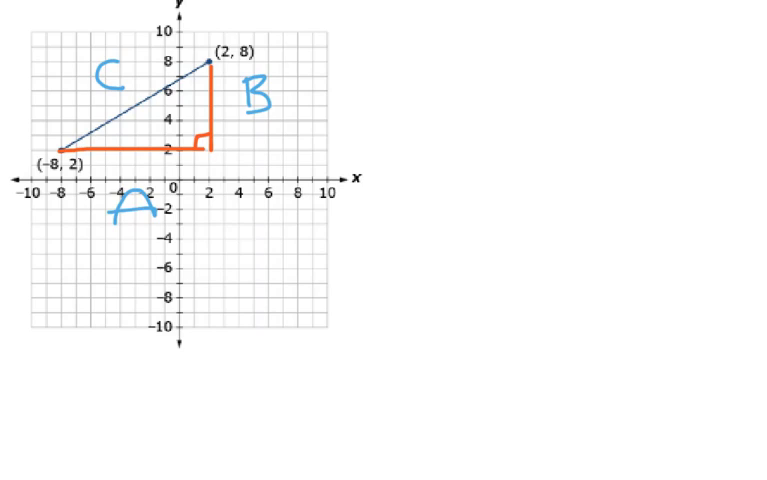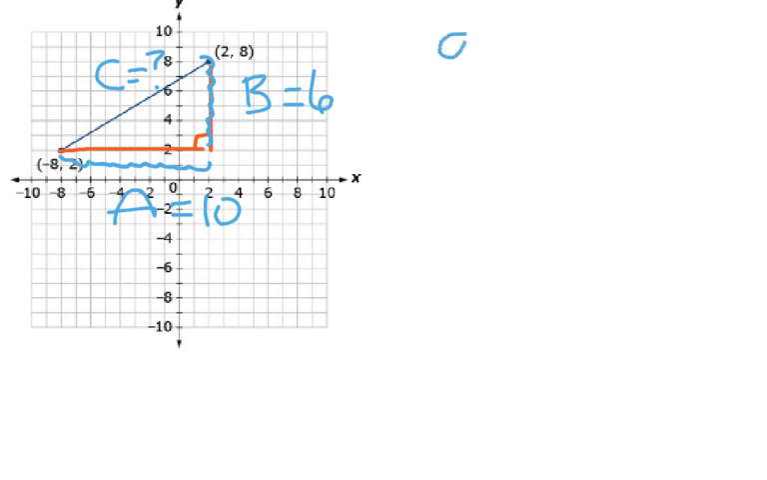So again, I'm going to count 1, 2, 3, 4, 5, 6. So B is equal to 6. And then A, I'm going to count over 1, 2, 3, 4, 5, 6, 7, 8, 9, 10. So A is equal to 10. And C is a big old question mark.